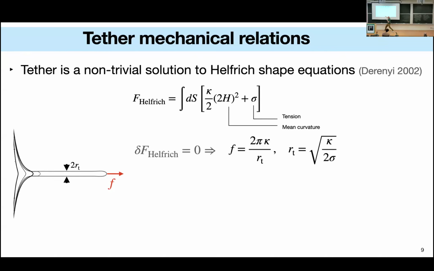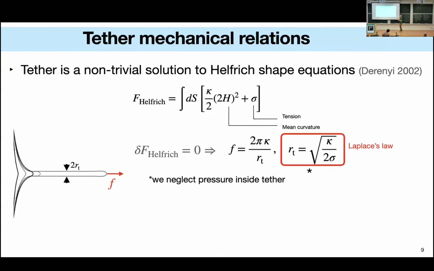Okay, so this is a non-linear solution relative to a flat membrane. You have to go beyond the usual Monge gauge to see the emergence of this cylindrical solution. It turns out there are nice relationships between the pulling force F and the equilibrium radius RT, okay? The force and the radius are inversely related. And there's also a nice relation between the radius and the tension and bending stiffness. This second relation we'll focus on; it's sort of Laplace's law in disguise.